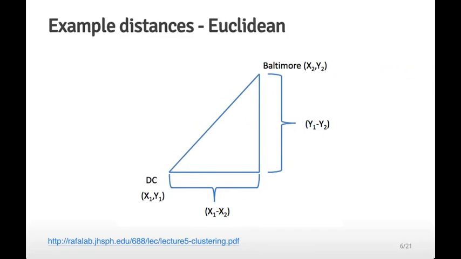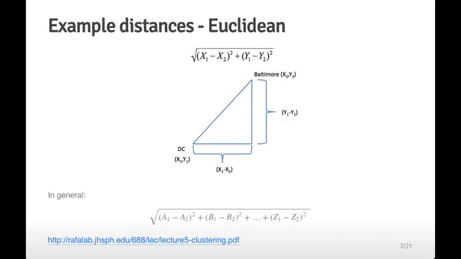And if you recall from geometry class you may have taken a long time ago, the way that you actually calculate the distance between Baltimore and DC in this case is you take the squared distance between the x values and the squared distance between the y values, and you take the square root of that, and what you end up with is the distance between DC and Baltimore.